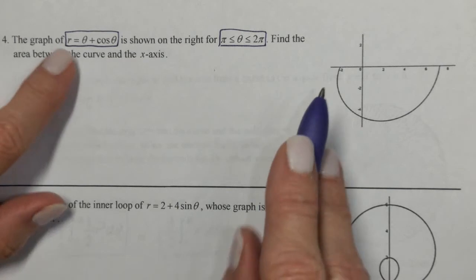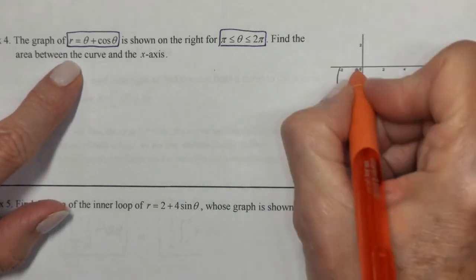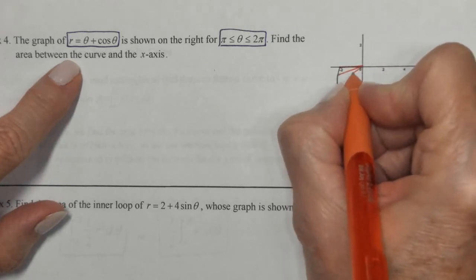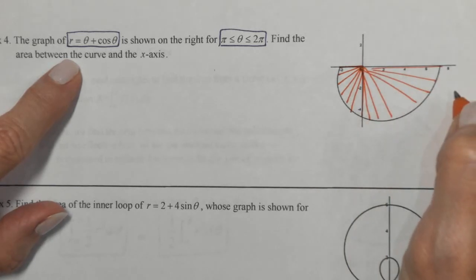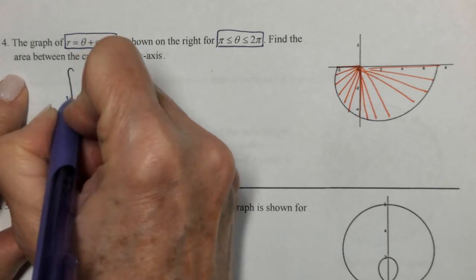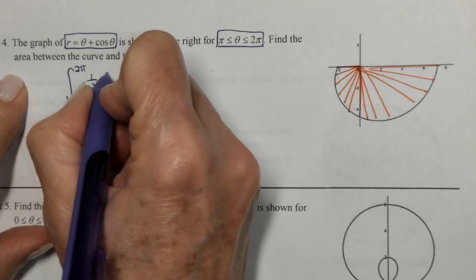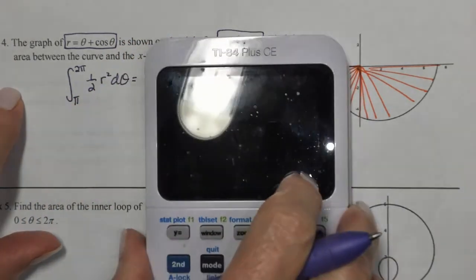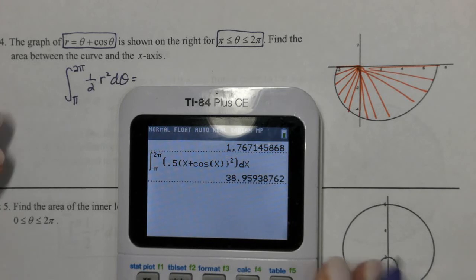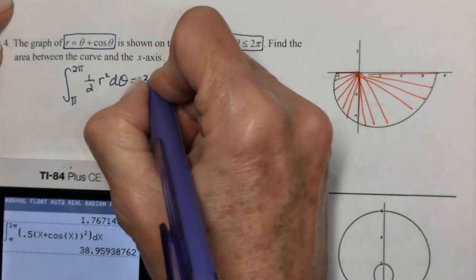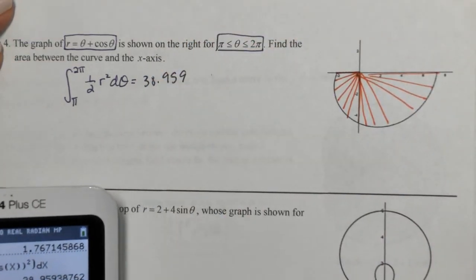We want to find the area between the curve and the x-axis. So I'm going to start my theta at pi and go until I get to 2 pi. And that should give me the area. Okay? So the integral from pi to 2 pi of 1/2 r squared d theta should give me the answer, right? So math 9, pi to 2 pi, 0.5 r squared, so theta plus cosine theta squared d theta, so 38.959 is that area. Okay? Now, a couple things.